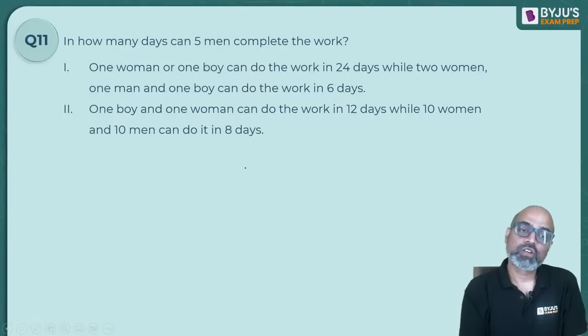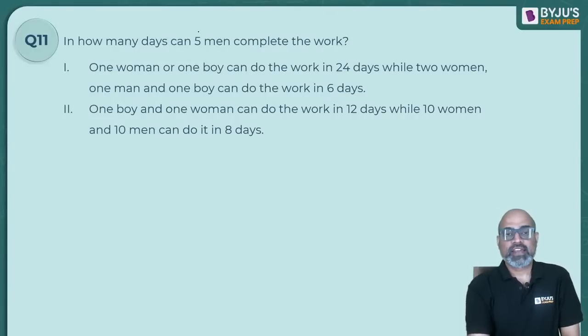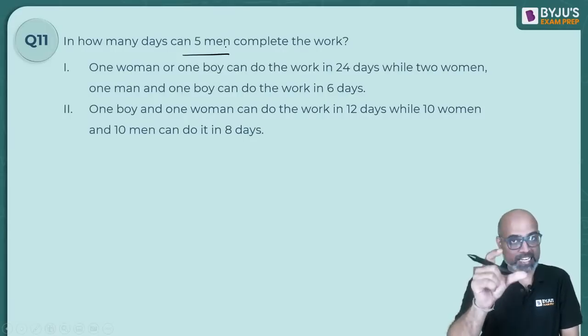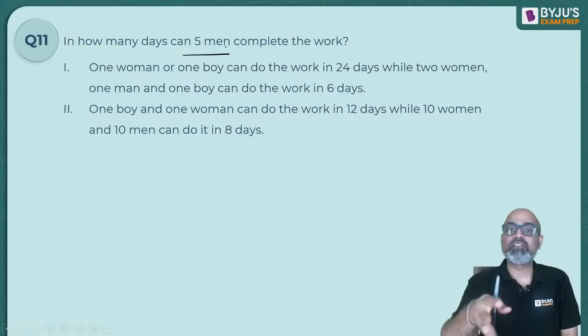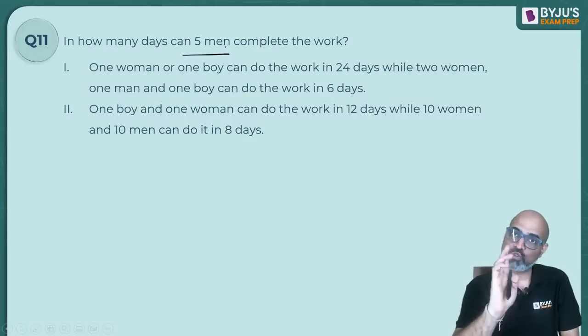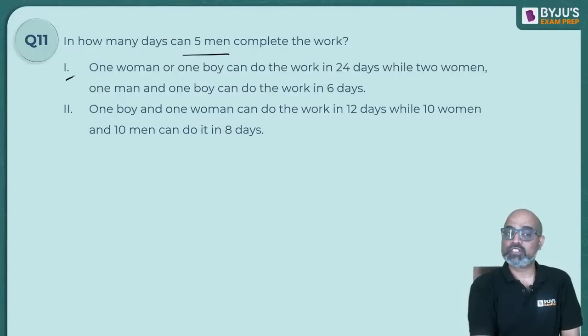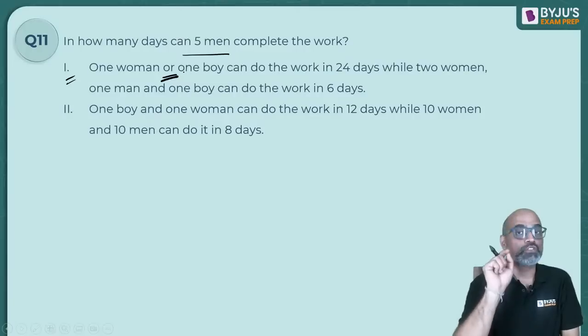Okay. So we require 5 men to complete the work. My concern is not 5. My concern is, even if I figure out 10 men, 500 men, 1 man, anything, I can figure out 5 men. Enough. Let's look at the first statement. One woman or one boy. This word 'or' is very important.